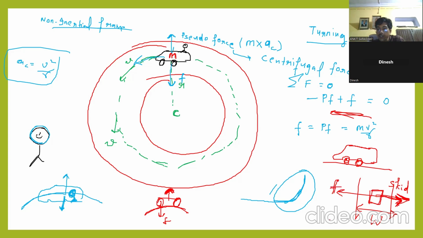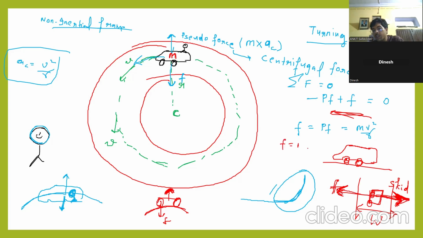This friction, because friction always opposes the tendency. This wheel has a tendency to move outside like this. Then this friction will act in the opposite direction and will balance this. Clear? It will balance the centrifugal force. So friction will be what?